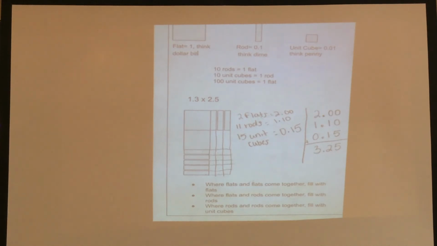Can we add those? Yes, add them up. When I add them up, I get 3 and 25 hundredths. And you have just multiplied decimals.